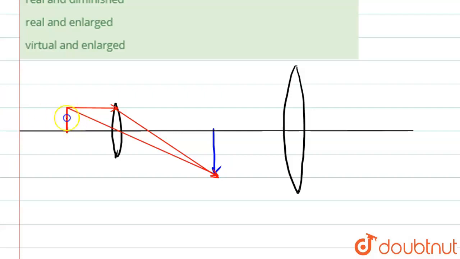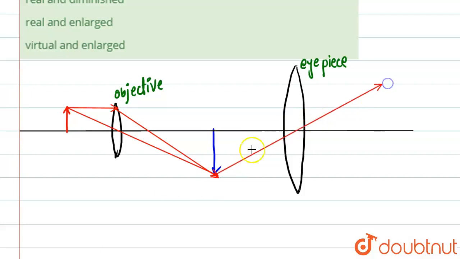So this is basically the object, okay. I'll draw the object properly, and this is basically the image, and this is the eyepiece, and this is the objective. So the objective always forms a real and enlarged image, okay. But if you see for an eyepiece, then what will happen is that the eyepiece does something that is quite nice. That is, the eyepiece forms only a virtual image, okay.